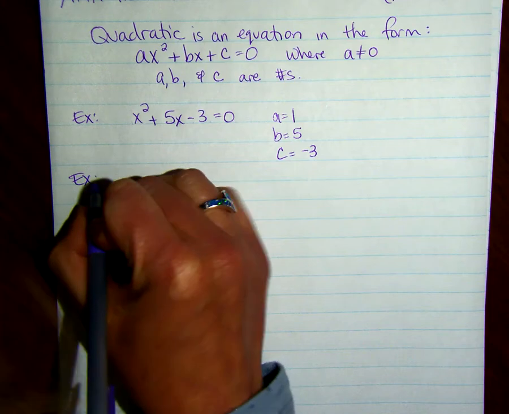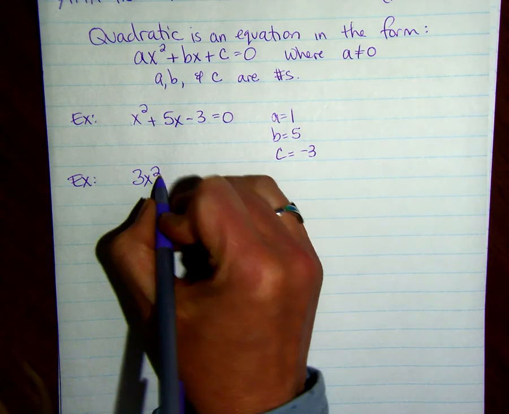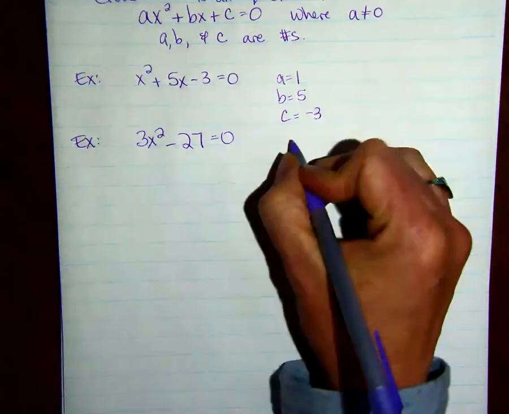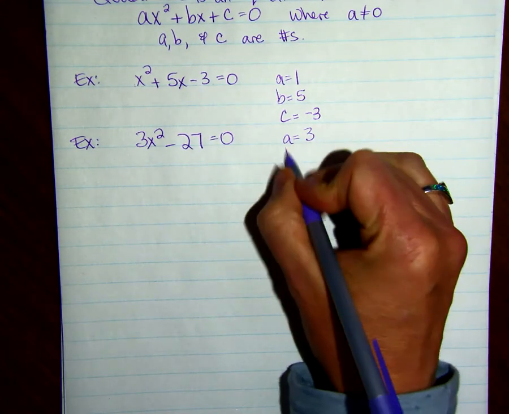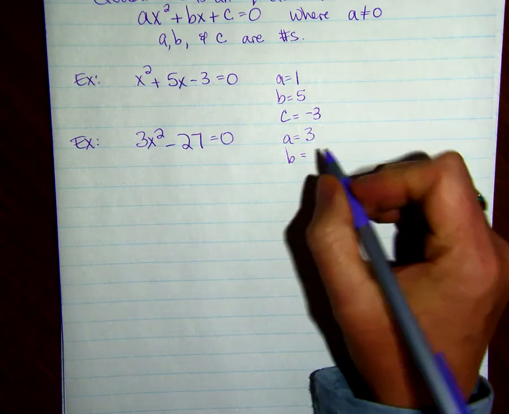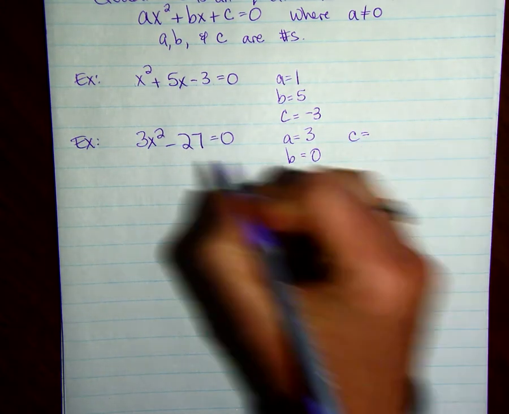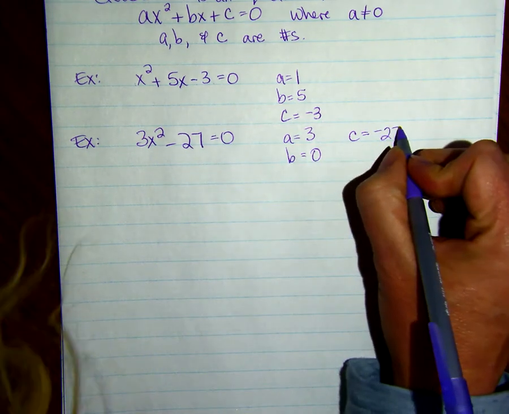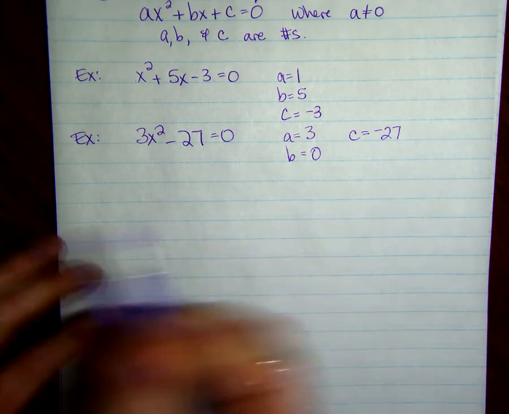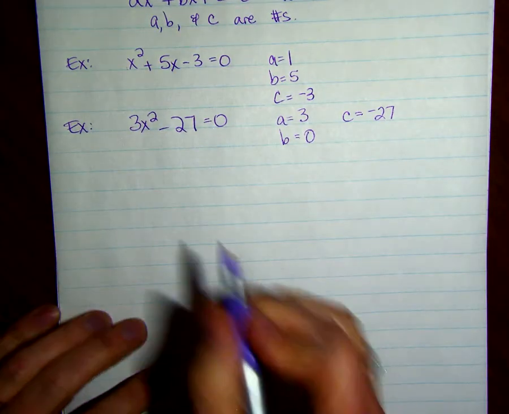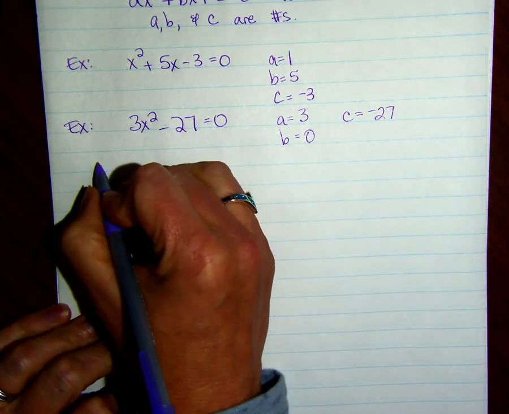Here's another example: 3x squared minus 27 equals 0. Our a is the coefficient of x squared. Our b is the coefficient of x. There is no x, so b is 0. And c is the constant, which is a negative 27. Now we can solve for x using the quadratic formula.